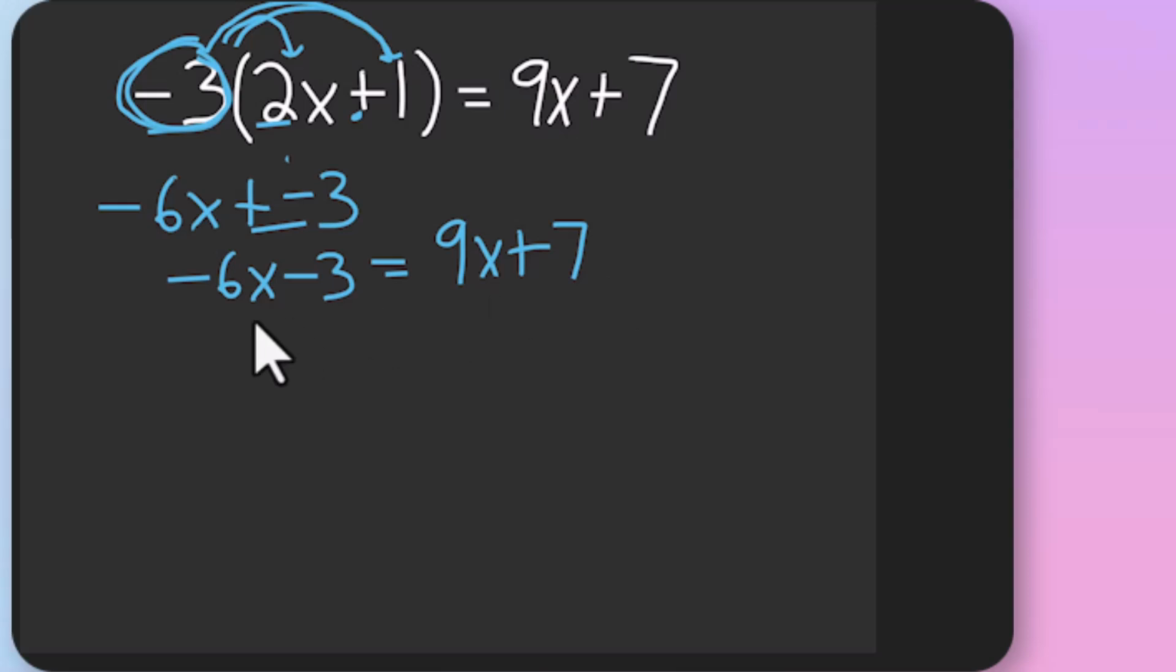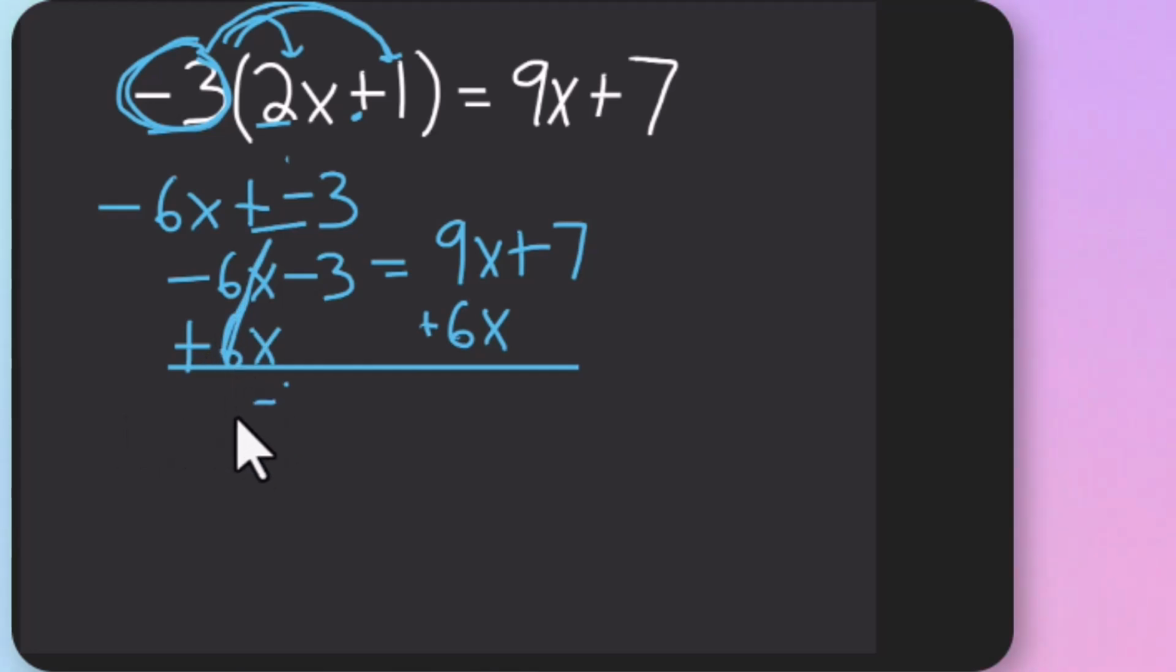I could either add 6x to this side and then add it here, or you could subtract 9x from this side and subtract it there. A lot of people, when they're first starting with these equations, don't really like to have the negative sign in front of the x, so they might add 6x to both sides. If I add 6x to both sides, -6x plus 6x cancels to nothing. You bring down the -3, bring the equal sign, and now I'm adding 9x plus 6x, which is 15x.